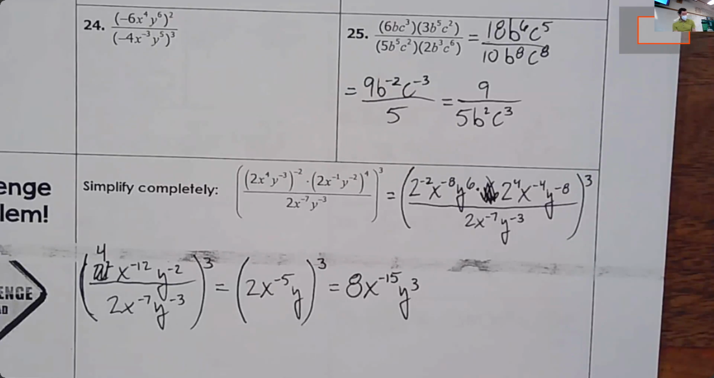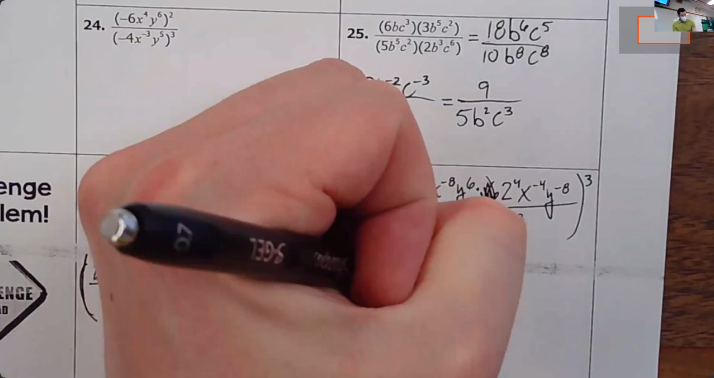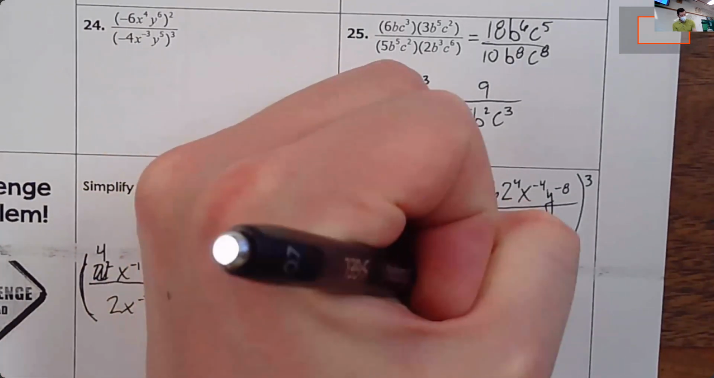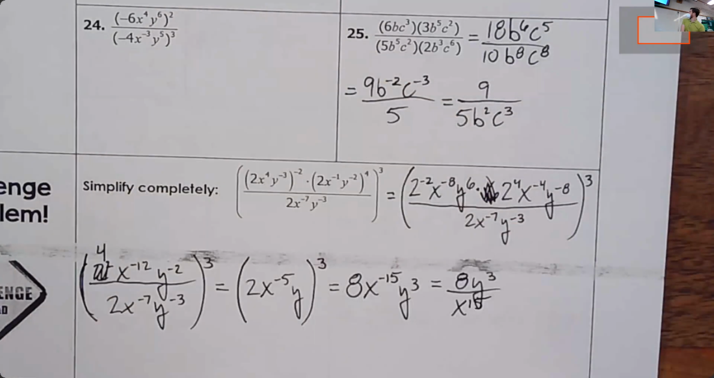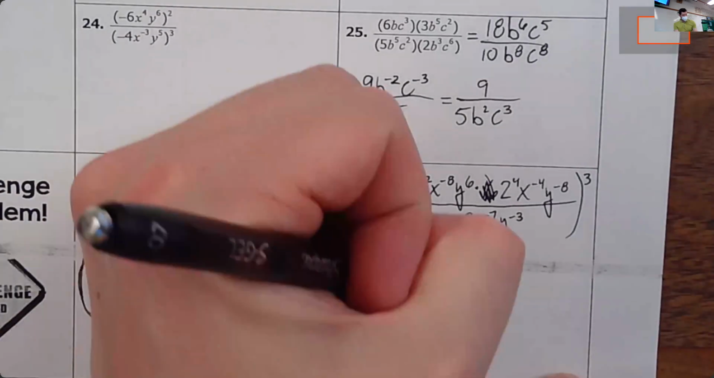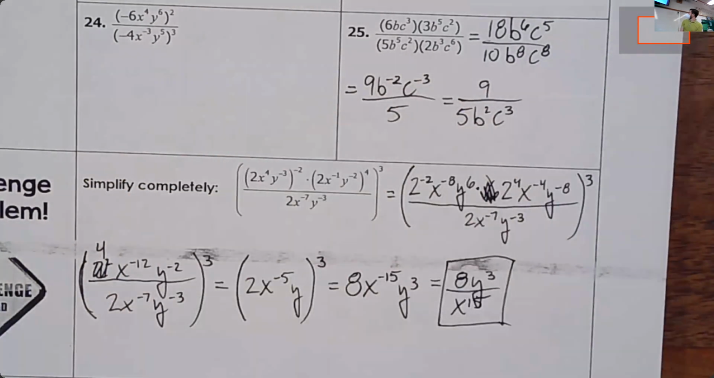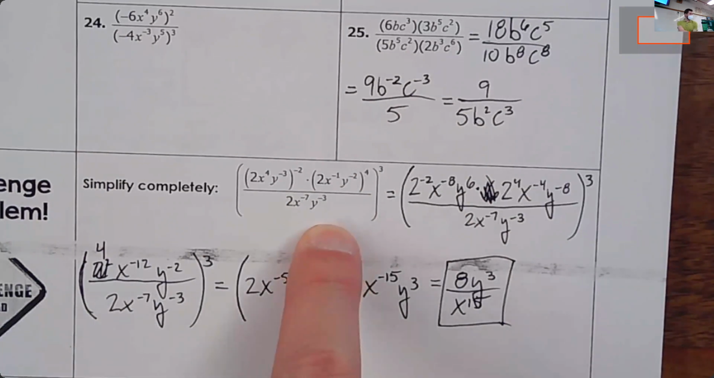Now we can go ahead and move this x to the negative 15 to the denominator. And we're done after that. So we keep the 8 and the y to the 3rd power on the numerator. And that's all over x to the 15th now, it's positive 15, as you move it to the bottom, and that is the simplified version of this original one, which looked really crazy.